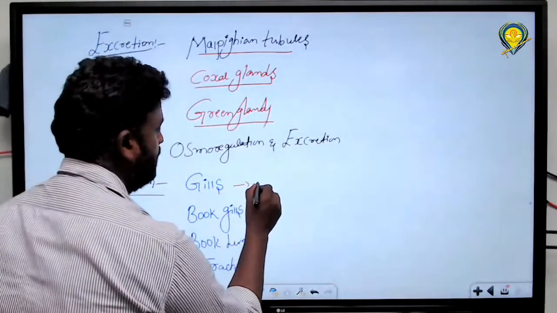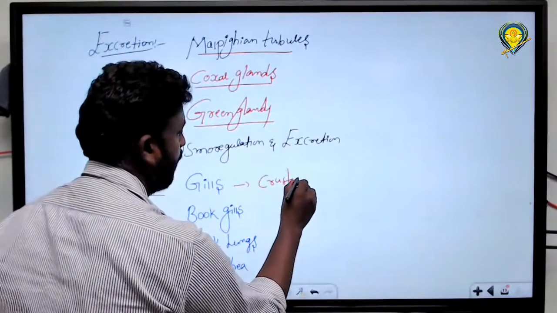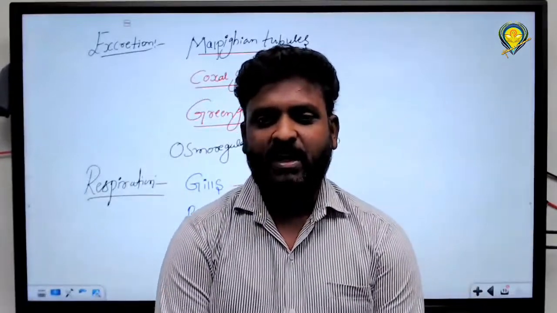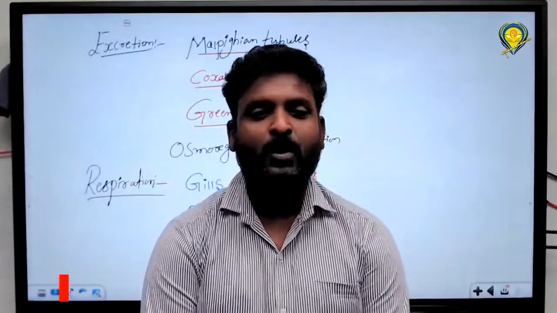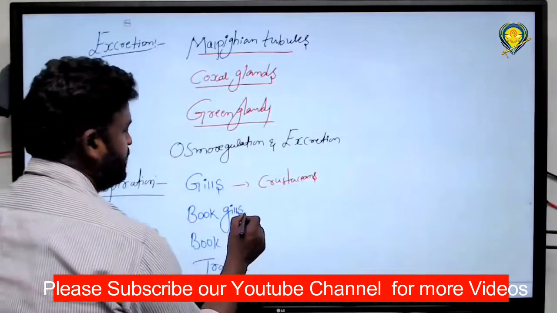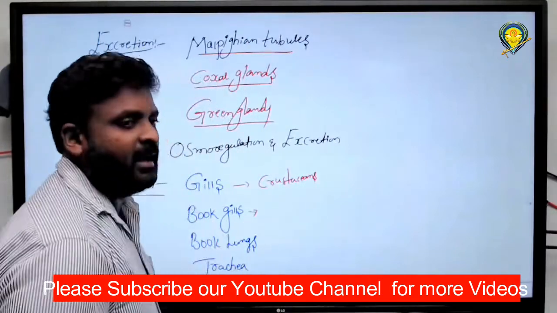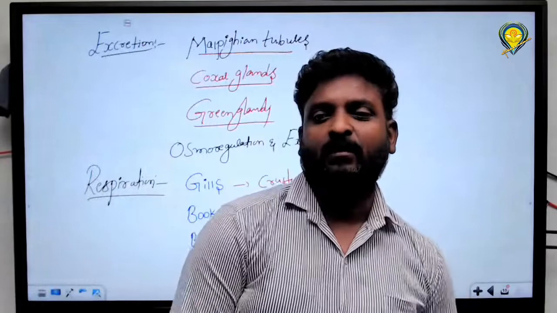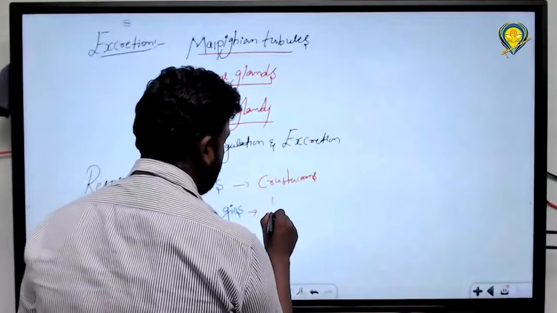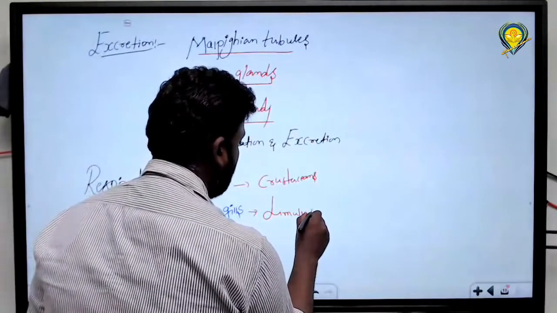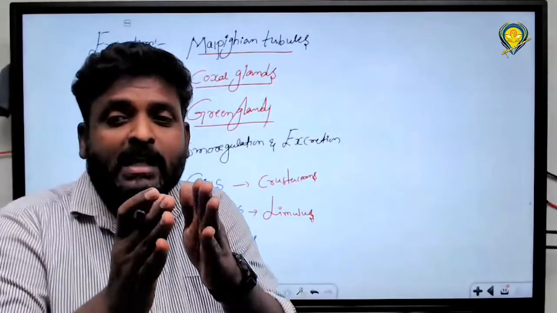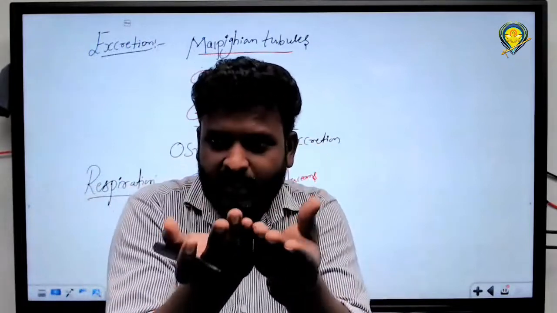Gills in crustaceans. Crustaceans means class Crustacea, crabs and even prawns. Got it? Next one, book gills we can see in Chelicerata. Chelicerata means the Xiphosura animals, called Limulus, the king crab, the living fossil of Arthropoda. In that, book gills means gills are like an open book.